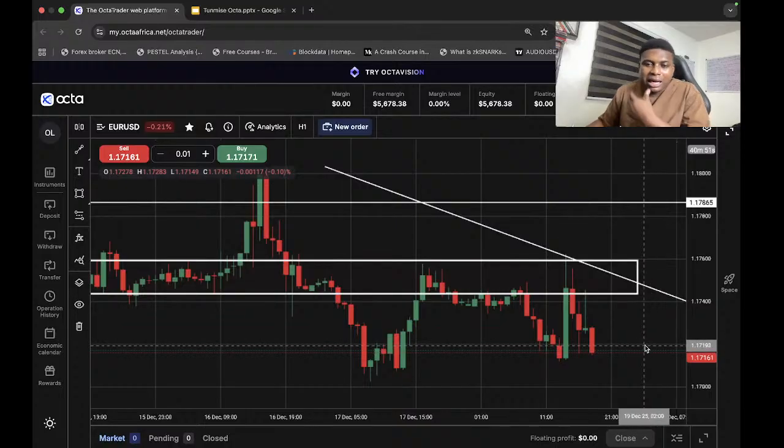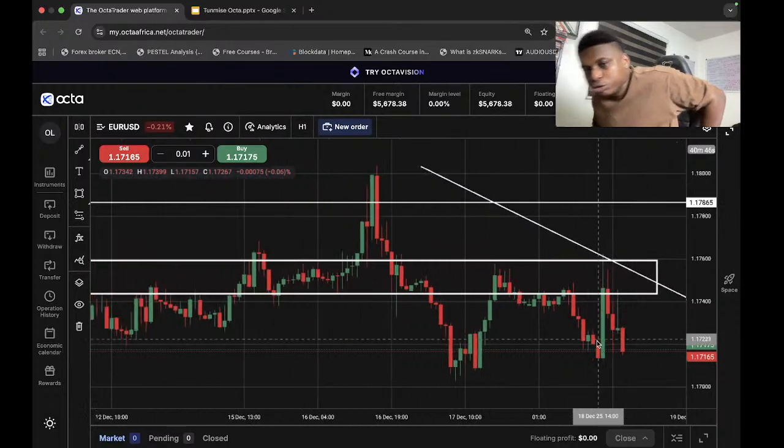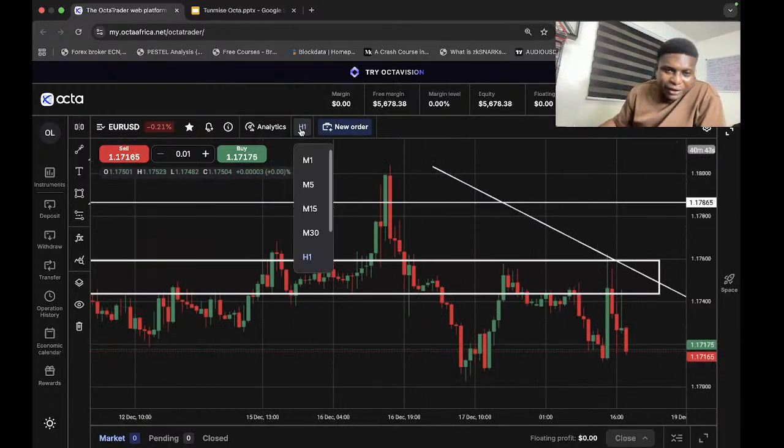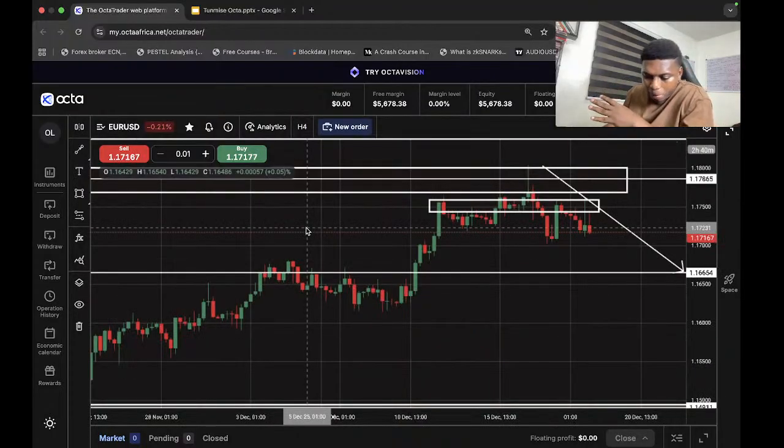But one interesting thing I want us to know is this. Let me go back to the 4 hours time frame. We can take 2 decisions here. One, it's either we are buying at the current market price, or we set a limit order to buy.